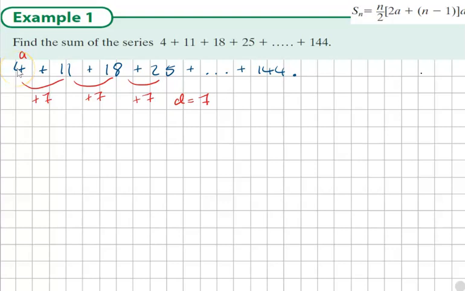And then we find the difference between each of the terms. So to get from 4 to 11, we're adding 7. To get from 11 to 18, we're adding 7. To get from 18 to 25, we're adding 7. So there's a common difference, and that's going to be D. So D is equal to 7.